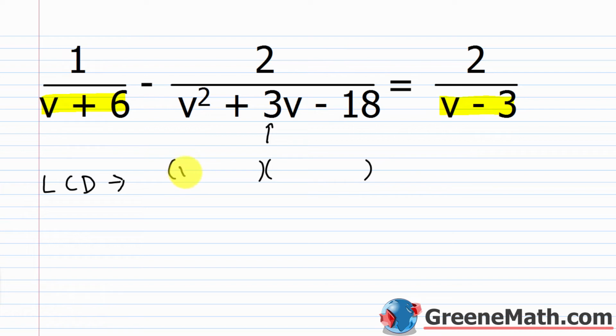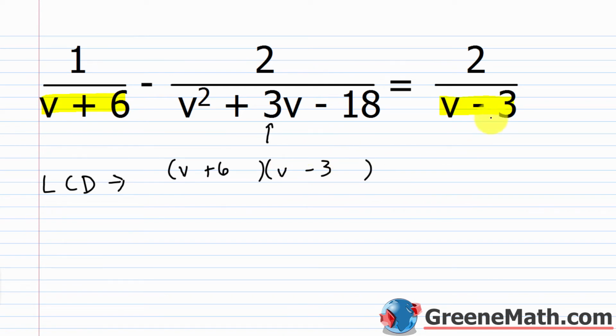In this particular case, it's going to factor perfectly to give you those two. So give me two integers whose sum is 3 and whose product is negative 18. Well, of course, that's going to be positive 6 and negative 3. So you'd have v plus 6 and v minus 3. So your LCD is just that. It's v plus 6, which occurs here and here, and v minus 3, which occurs here and here.